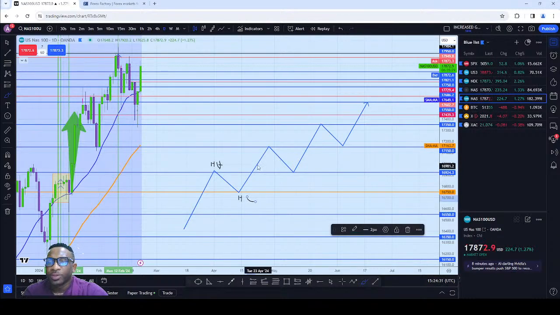Higher low. So the same thing repeats itself over and over again. The reason why we call it higher high is because if you compare this high to the next high it's made, this is higher than the previous high. So we call it higher high.